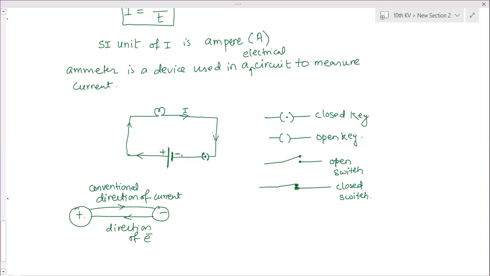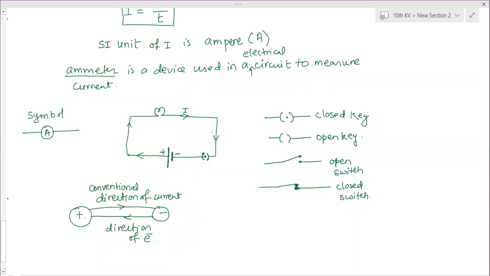Now in this circuit we have to connect a device called an ammeter to measure the current. The ammeter measures the number of electrons and calculates their charge. In 1 second, how much charge is passing through that device is calculated by the ammeter. For representing the ammeter, we show a circle with wires connected, and inside it we write A. This is the symbol of the ammeter.